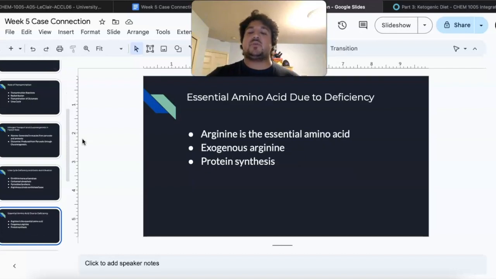As a result of OTC deficiency, the amino acid arginine becomes conditionally essential. Normally, arginine is synthesized as a part of the urea cycle, but with the cycle disrupted, exogenous arginine is required to maintain protein synthesis and other metabolic processes.